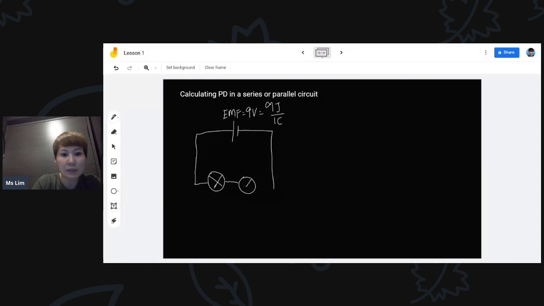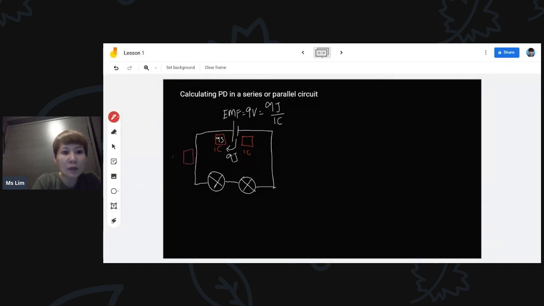So if I have two light bulbs here and I connect them in series, it means that the charges have only one path to flow through. I want you to imagine 1 coulomb. When 1 coulomb passes through the cell, it is given 9 joules of energy. That's the meaning of 9 volt. So it will carry with it 9 joules all the way.